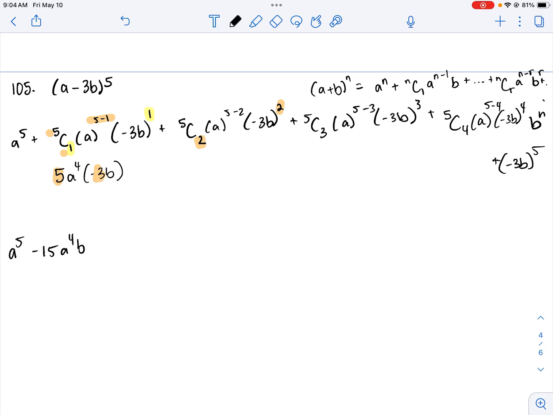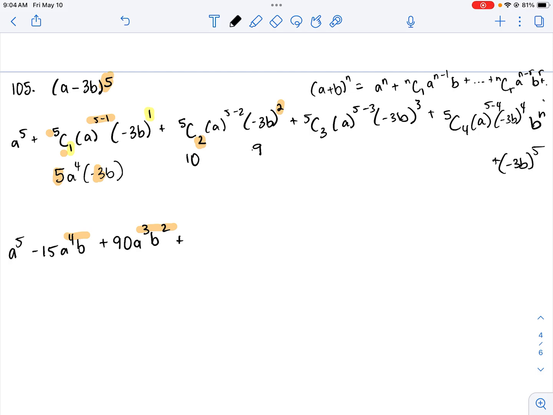Use your calculator to find 5 choose 2. 5 choose 2 is 10. So we get 10 for this. Negative 3 squared is 9. 10 times 9 is 90. A cubed, b squared. You'll also notice that the exponents on these variables add together to be 5.